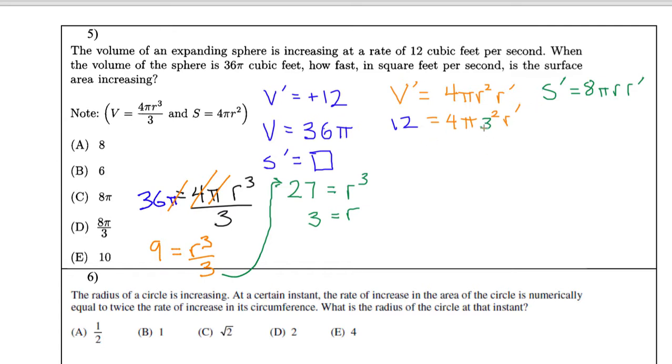So here we go. We're going to solve. I'm going to divide both sides by 4. I'm going to divide both sides by 4 right off the bat, and I'm going to get the equation. I'll switch back here to yellow. 3 is equal to 9 pi r prime. So far so good. And let's divide both sides by 9 pi. So I'm going to get 1 over 3 pi is equal to r prime.